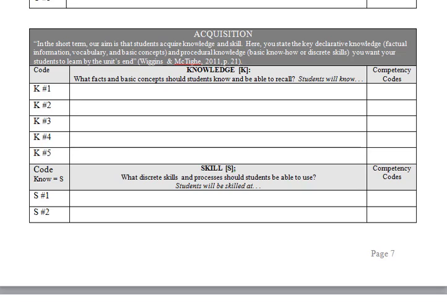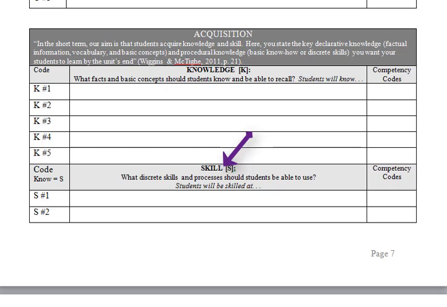Finally, now we'll talk about the acquisition portion, which again is divided into two sections, knowledge and skills. Knowledge is the basic facts or concepts that students should know. For example, this would be definitions or vocabulary. So these are basic concepts that students should be able to recall. Whereas skills are discrete skills or processes that the students should be able to use. So what do we want our students to be able to use? For example, it could be using a calculator or using a certain computer program.